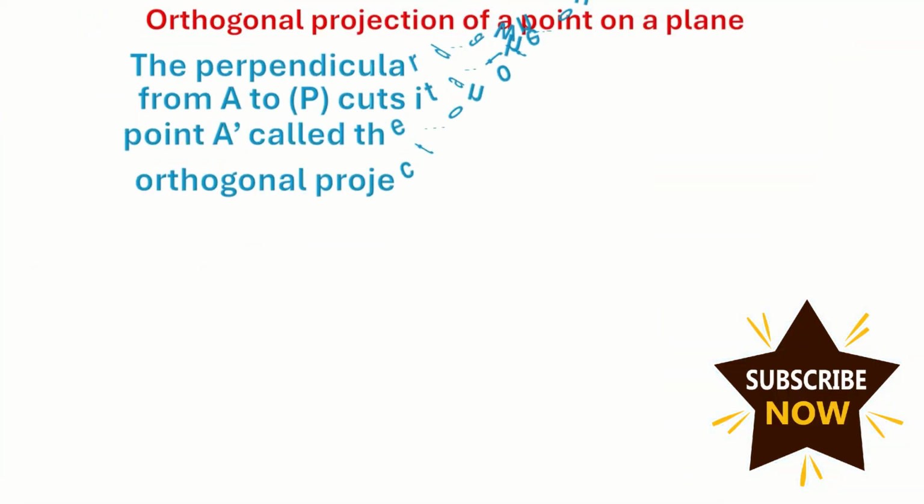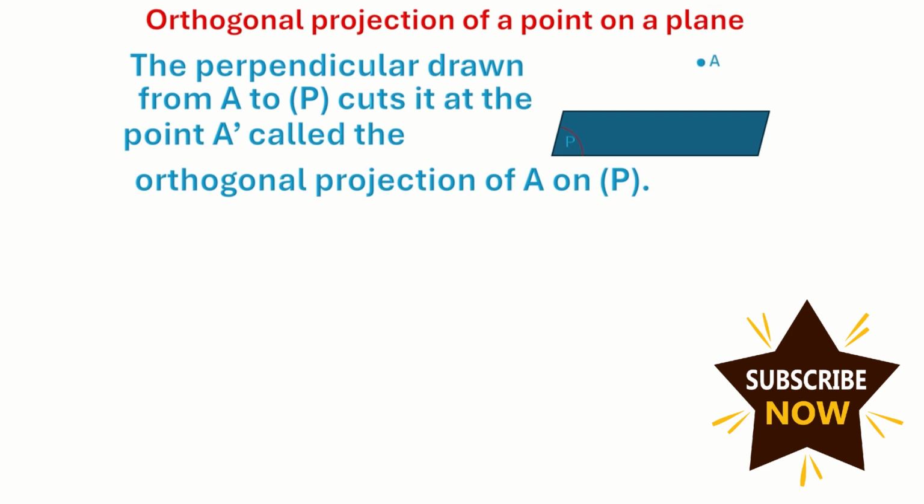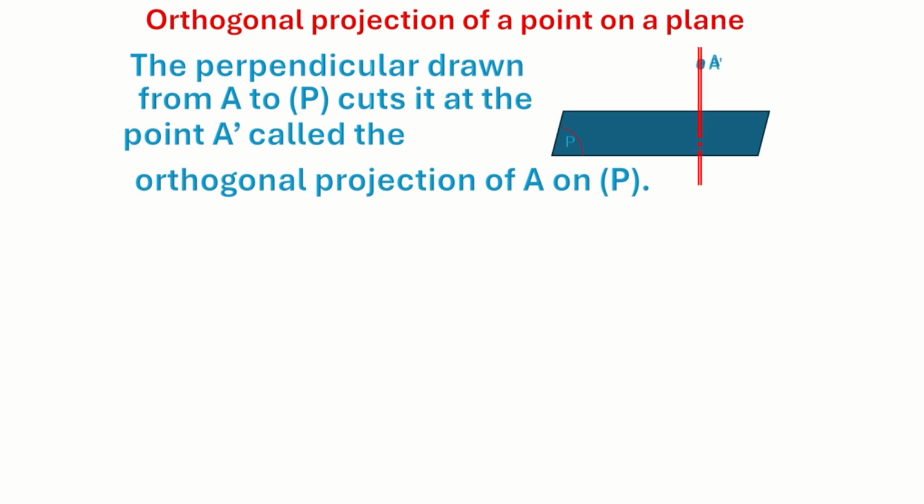Orthogonal projection of a point on a plane. We have a point A, we draw from this point a straight line perpendicular to P. This straight line cuts the plane P at a point A prime, called the orthogonal projection of A on P. So, to construct the orthogonal projection of a point on a plane, we should construct the straight line passing through A and perpendicular to P. This straight line cuts P at A prime.